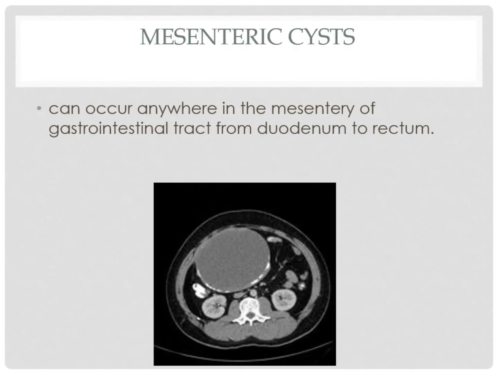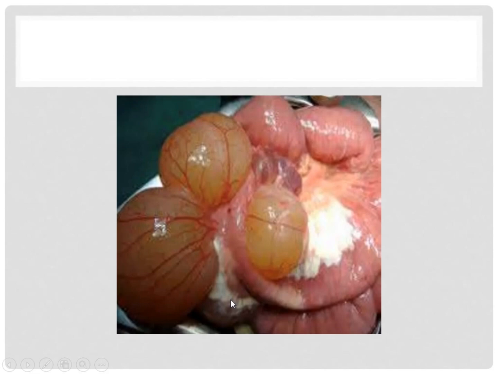Now, mesenteric cyst, this is a rare condition, can occur anywhere in the mesentery of the gastrointestinal tract from duodenum to the rectum. This is a large cyst. Most of the time we are confused with what? Mesenteric cyst, hydatid and pseudocyst. Pancreatic pseudocyst or mesenteric cyst, less likely to be hydatid because unlikely to have a hydatid cyst this big without daughter cysts, without other signs of hydatid cyst. Again, this is the gross mesenteric cyst.